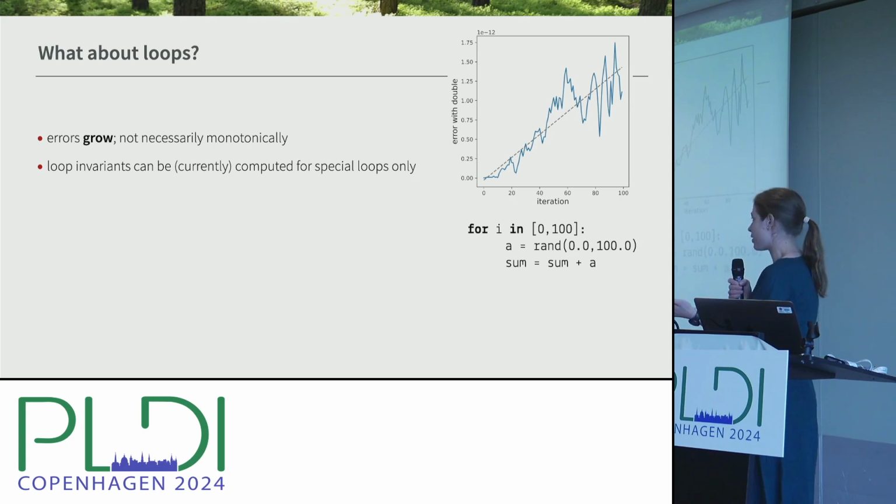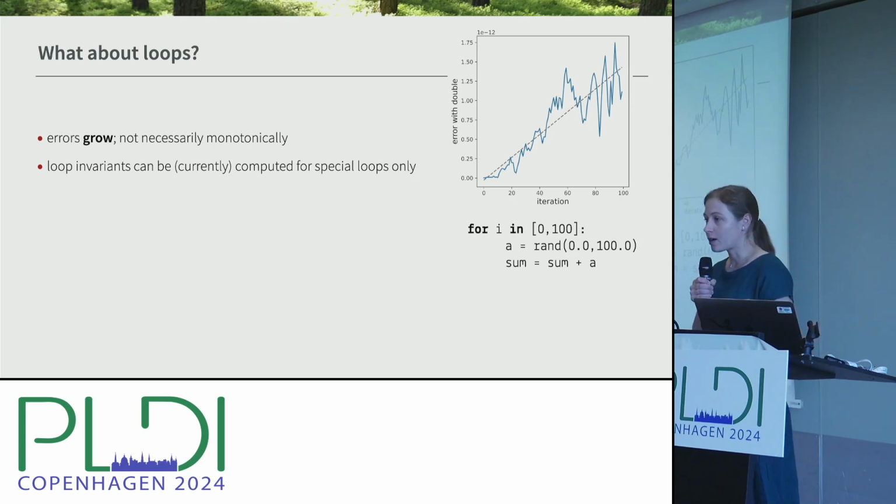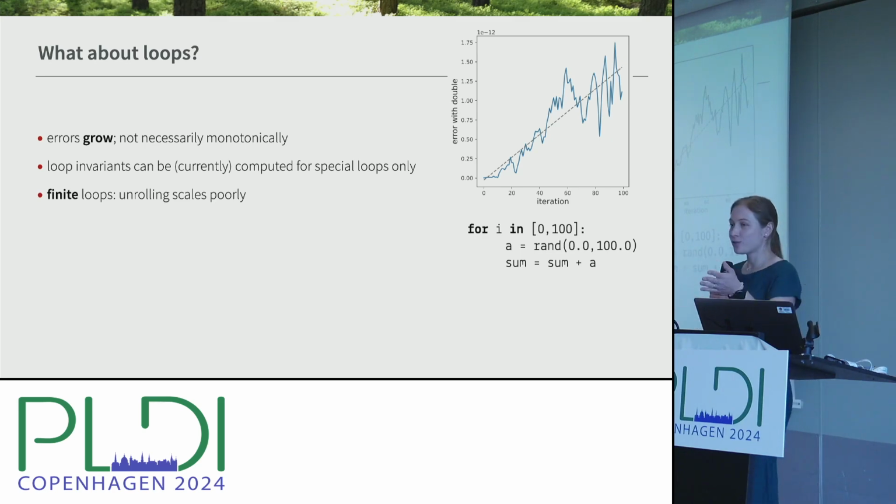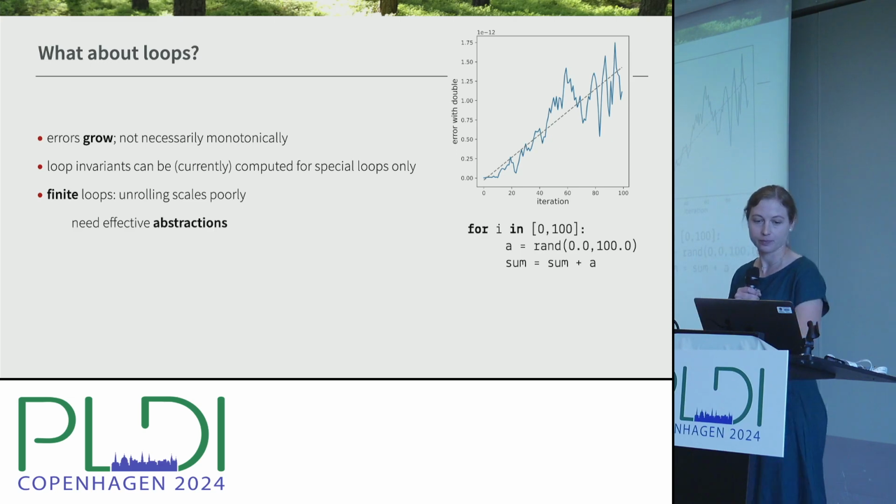Naturally, in program verification, you would be looking for loop invariants typically to handle loops, but today we only know how to compute these for very special kinds of loops. So this is hard with floating points as well, mostly because of the complexity and because these errors tend to grow. So there's no simple upper bound you can find. But even if you just look at finite loops, then these are tricky because then we need to unroll them, and this unrolling scales poorly.